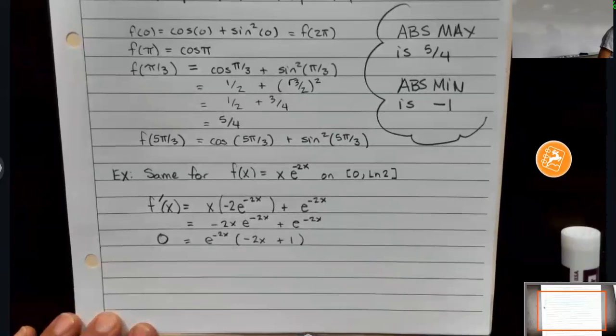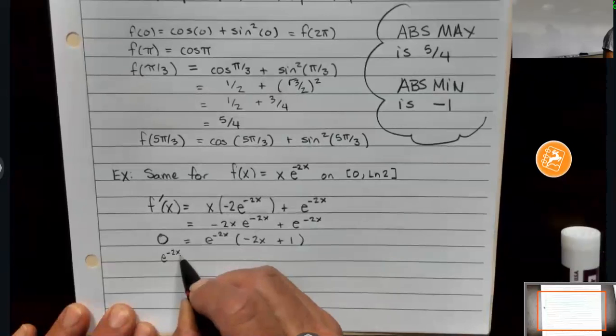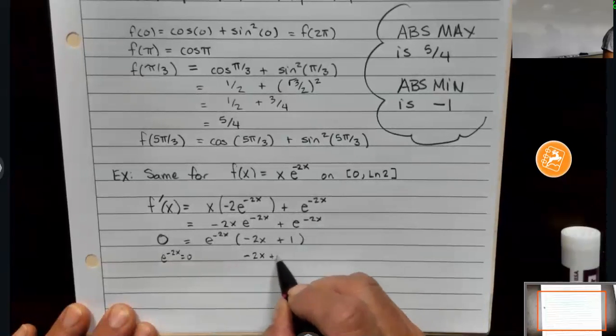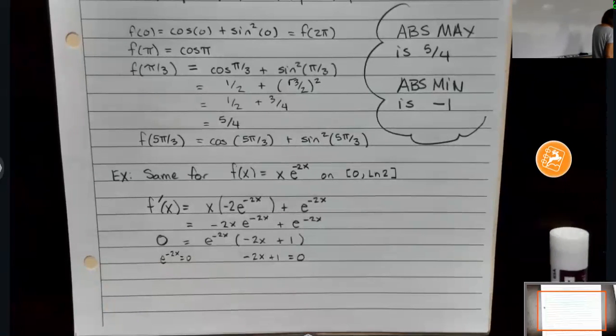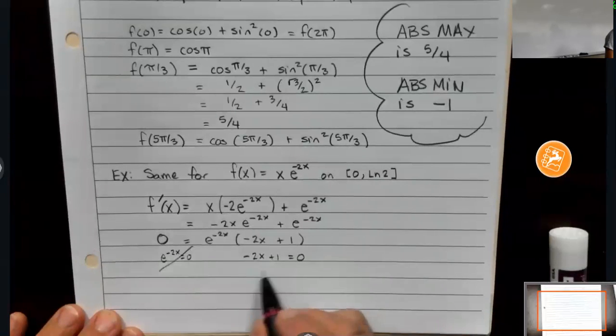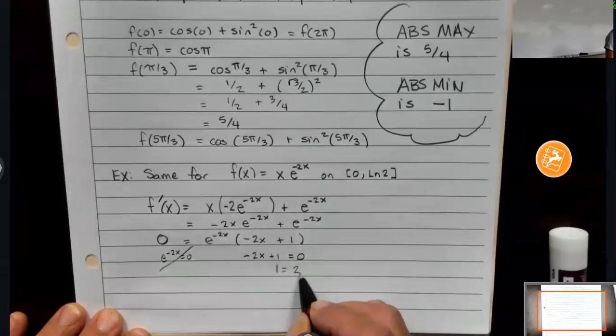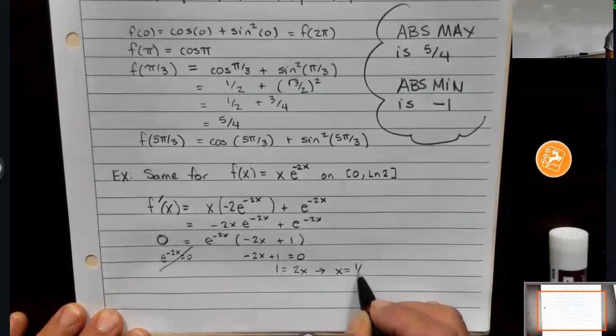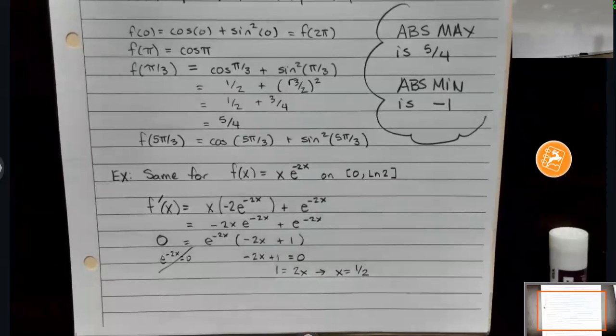So that derivative is going to be 0 when e to the negative 2x is 0, or when negative 2x plus 1 is 0. Is e to a power ever 0? E to the x and e to the negative x are both strictly above the x-axis. So this first factor gives me nothing. This second factor says that 2x is equal to 1, so it gives me x as a half. So we have to know how big the natural log of 2 is. The natural log of 2 is roughly 0.7.